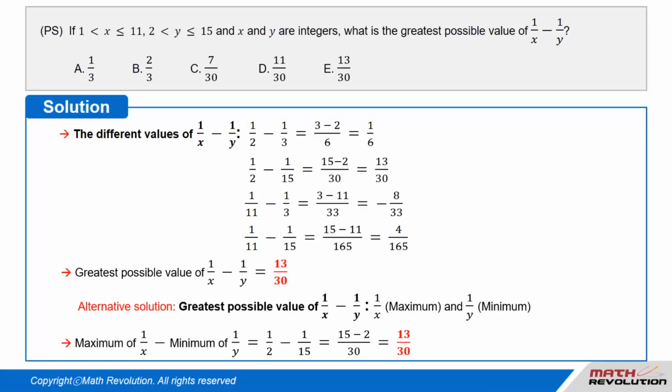Alternative solution. 1 over x minus 1 over y will have a maximum possible value when 1 over x is maximum and 1 over y is minimum. Thus, the greatest possible value of 1 over x minus 1 over y will be the maximum of 1 over x minus the minimum of 1 over y, which equals 1 over 2 minus 1 over 15, which equals 15 minus 2 whole over 30, which equals 13 over 30. And E is the correct answer. Answer E.